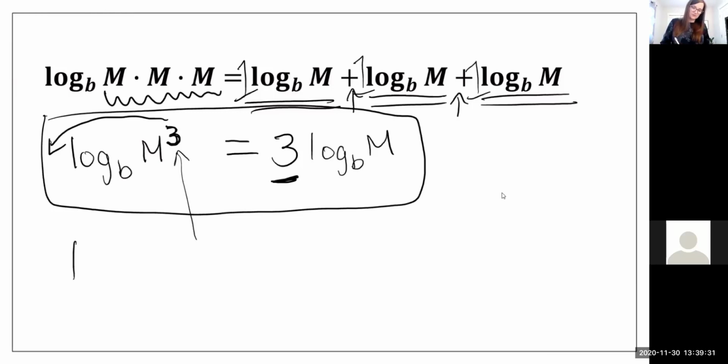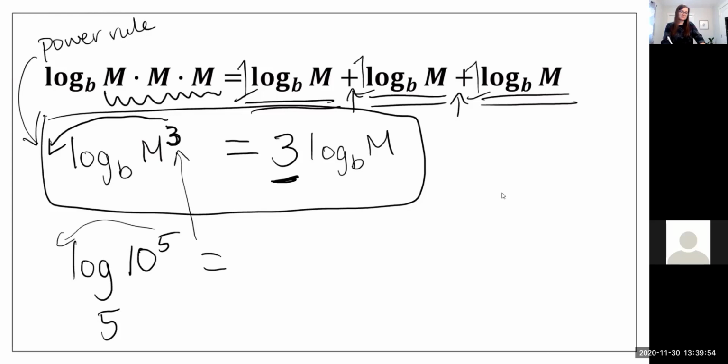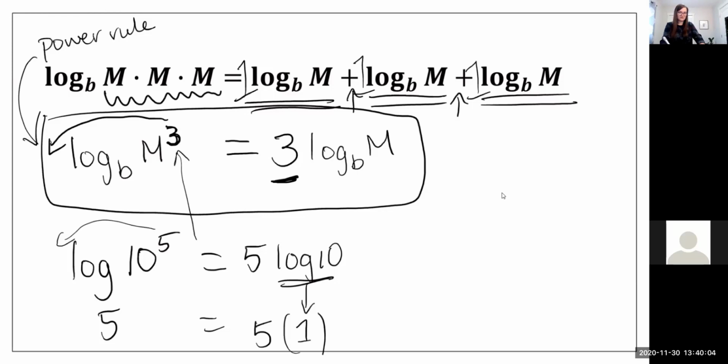So let's try an example with base 10. Log base 10 of 10 to the 5. You should know that this is 5 now based on our previous conversation. But if you use this power rule, that would mean that the 5 could also just come up front: 5 log 10. And log 10 is 1, because the exponent on 10 to make 10 is 1. 5 times 1 is 5, so it works.